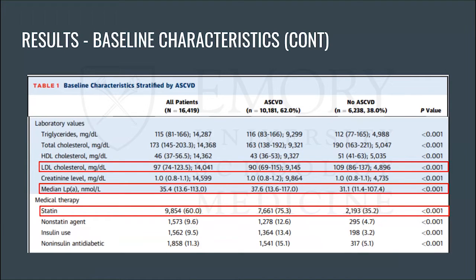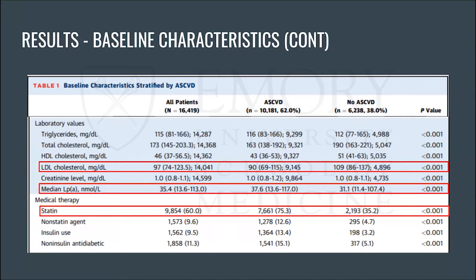More baseline characteristics, so the laboratory values of the cholesterol panels that were broken down on the left, in addition to the medical therapy that the patients were currently on. I want to specifically highlight that the median LDL for the ASCVD group and no ASCVD group of 90 and 109 coming into this, respectively, were still above the desired goal ranges for these patients, which we'll get to and touch upon a little bit later on in the course of the presentation.